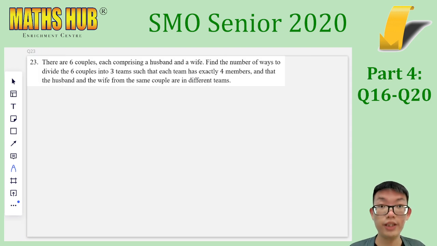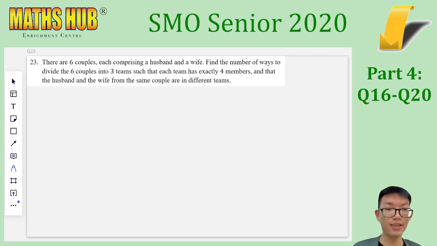Next up, question 23. This is a combinatorics problem. There are 6 couples, each comprising a husband and a wife. Find the number of ways to divide the 6 couples into 3 teams, such that each team has exactly 4 members and that the husband and the wife from the same couple are in different teams.